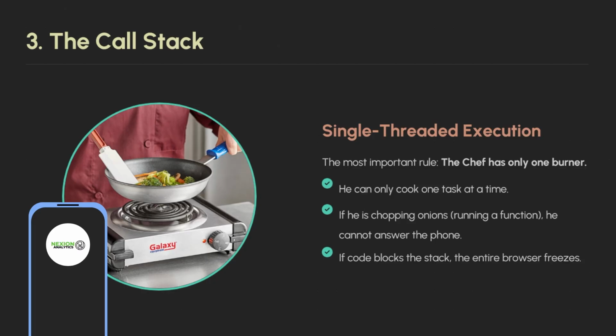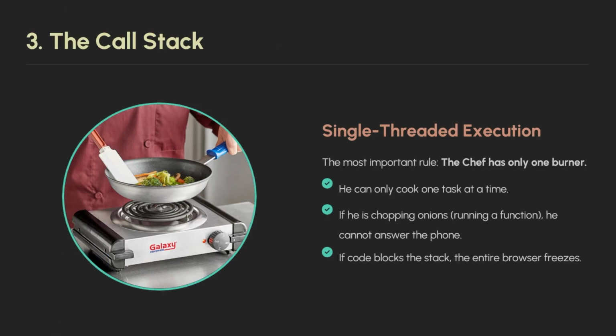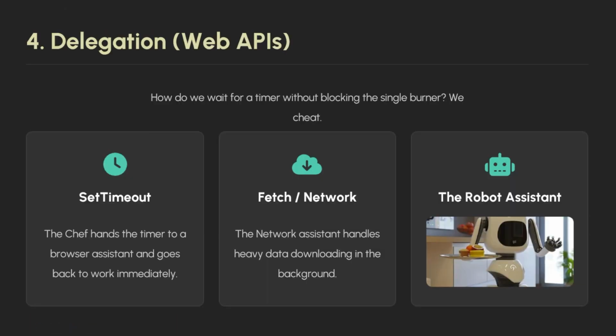If you're chopping onions, you can't answer the phone. If you're doing a math function, you can't update the screen. If a task takes too long, the whole browser freezes because the chef is stuck on that one burner. This is where delegation comes in. If the chef only has one burner, how do we wait for a 5-second timer without freezing the whole app? The chef cheats, right?